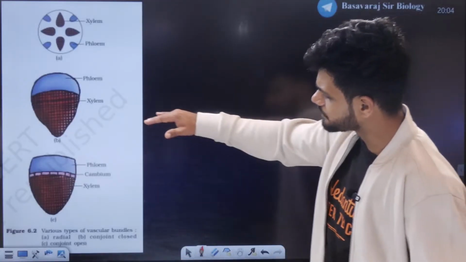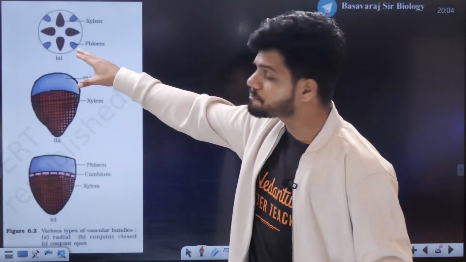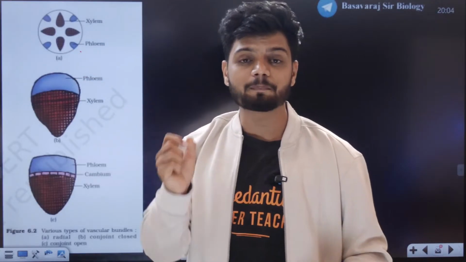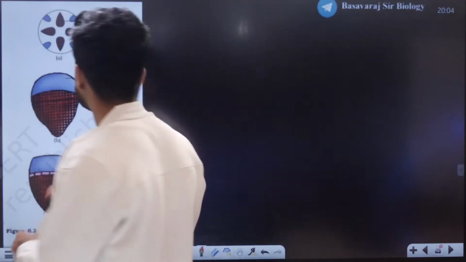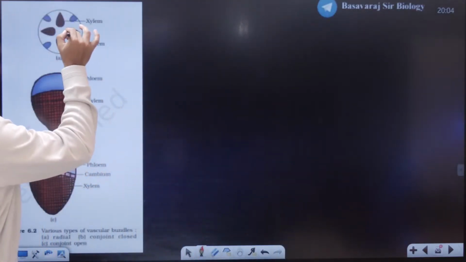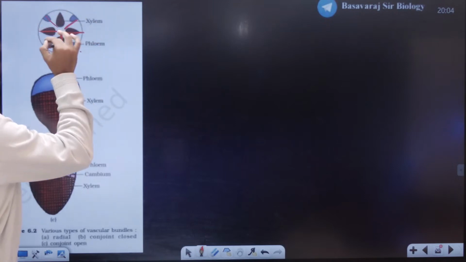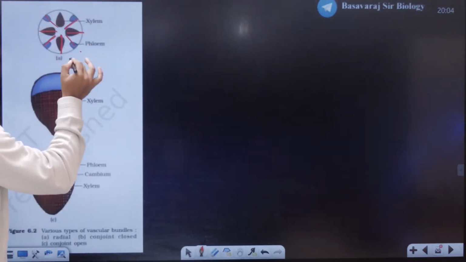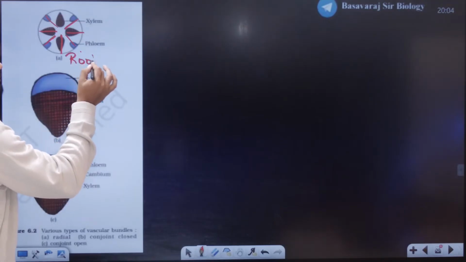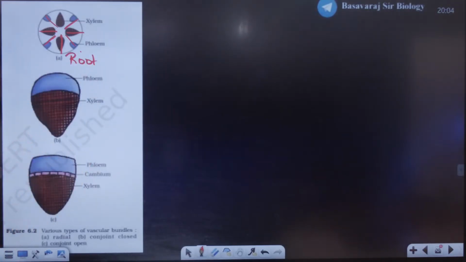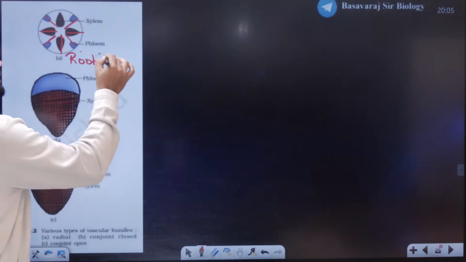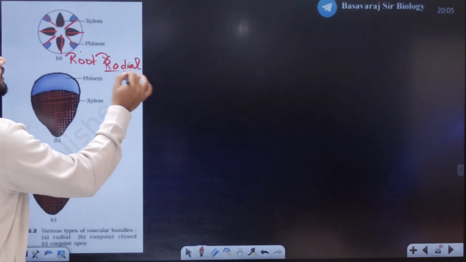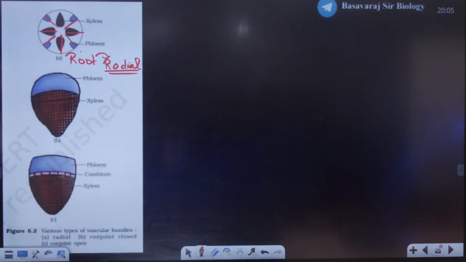Now, if you see here in this particular diagram, in the first one, all the vascular bundles are present in their own radii. See, one radius, one more radius, one more radius. Xylem and phloem are present in an alternating manner on separate radii, as found in the case of root. It is called a radial arrangement.